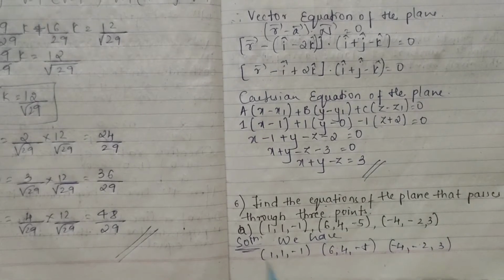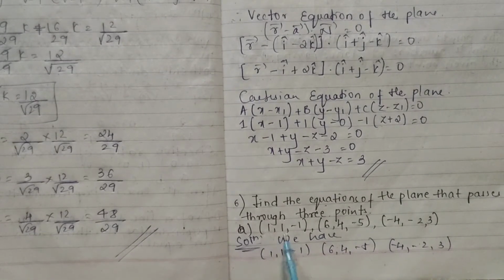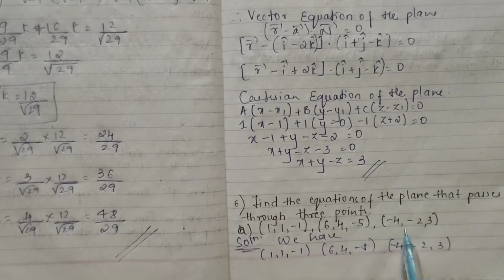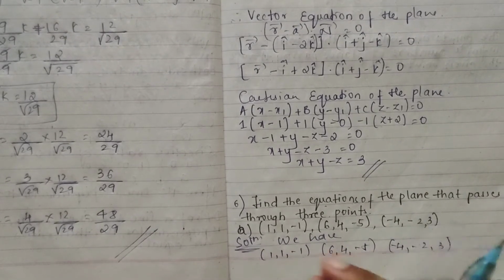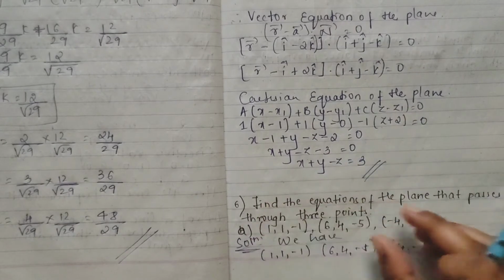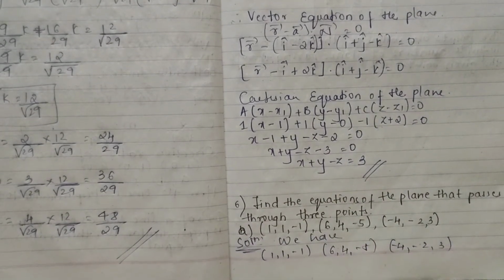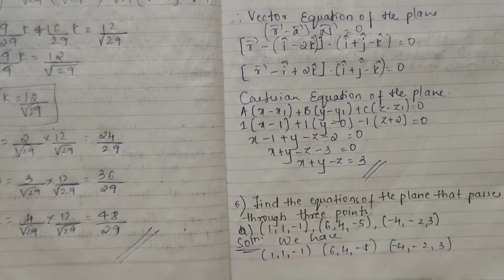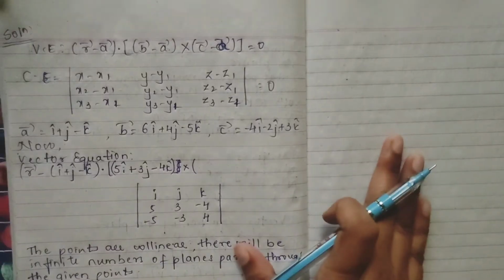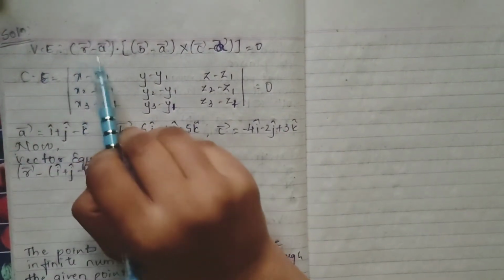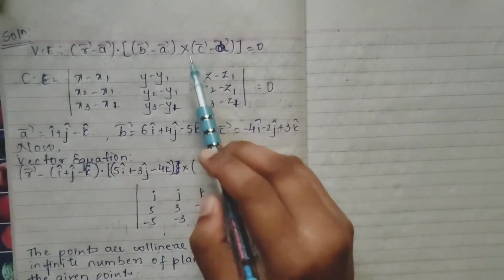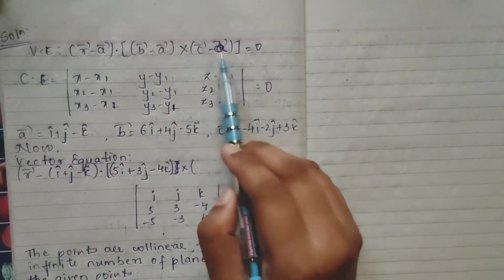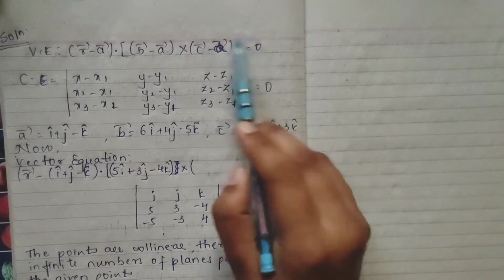So the first one I have taken: (1, 1, -1), (6, 4, -5), (-4, -2, 3). So write down whatever they have given. Before starting, we will write what is a vector equation and what is the Cartesian equation, so it is easy for us to fill everything. How is the vector equation given? (vector r minus vector a) dot (vector b minus vector a) cross product (vector c minus vector a), close the bracket, equal to 0, right?